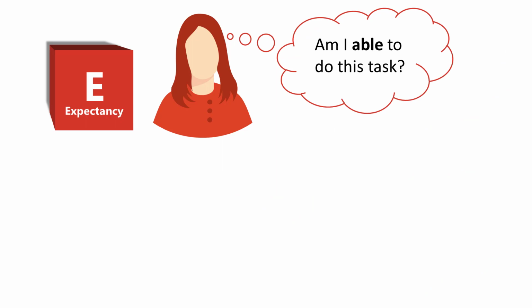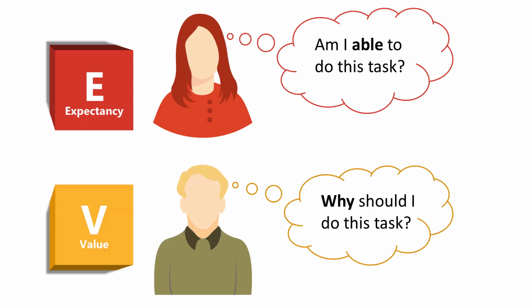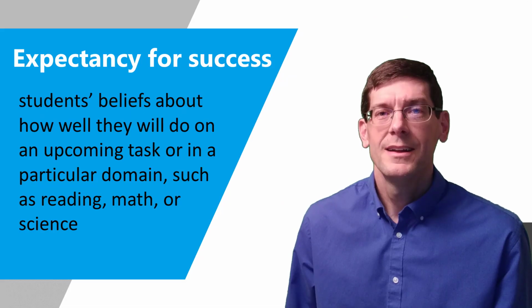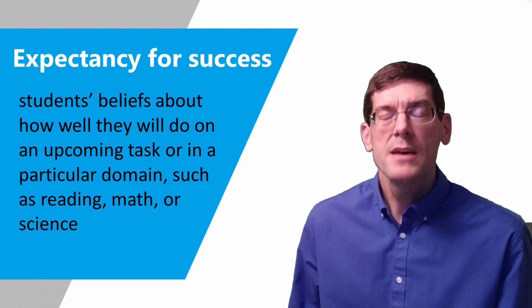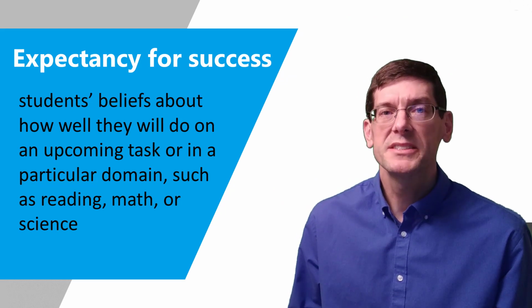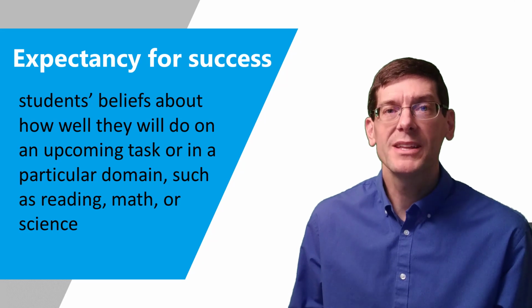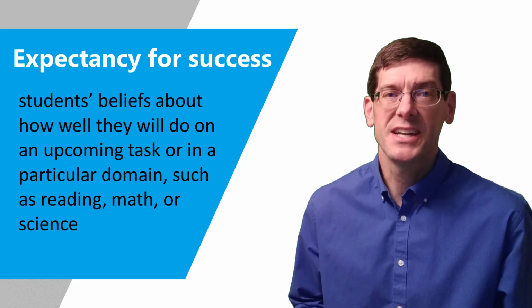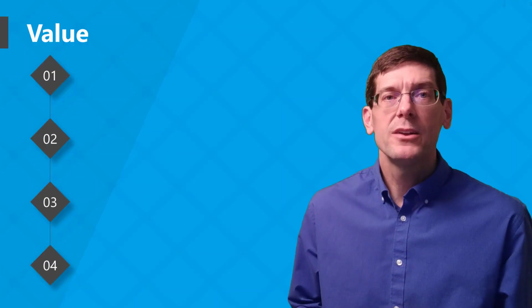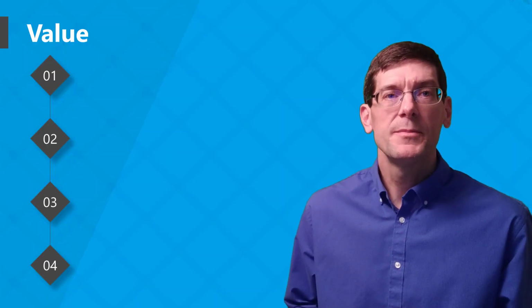The expectancy part of the expectancy value model is the part where students ask themselves, "Am I able to do this?" The value part of the model is the part where students ask themselves, "Why should I do this task?" The expectancy part of the model is called expectancy for success because it's defined as students' beliefs about how well they will do on an upcoming task, or in a particular domain, such as reading, math, or science. The value part of the model can be divided into 4 parts.